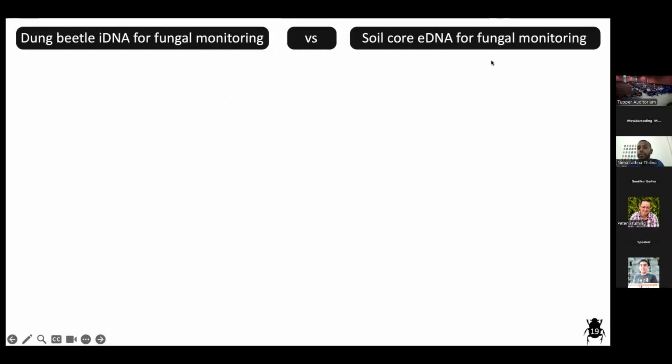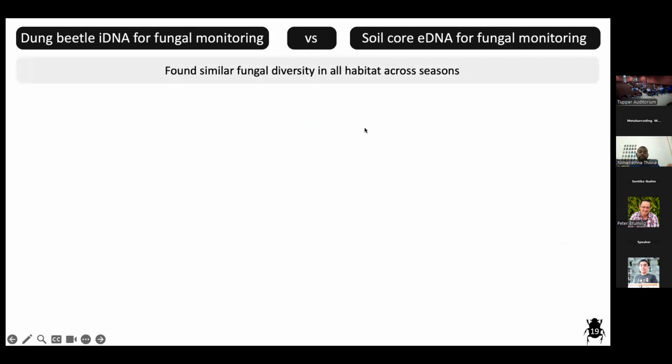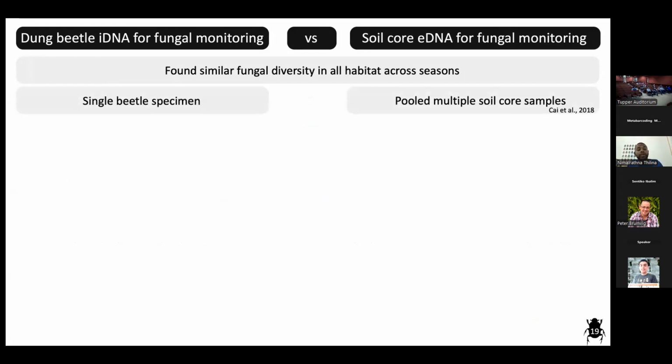Also, we did a qualitative comparison between the existing eDNA method to monitor fungi using soil-based eDNA studies. When we compare the soil-based study and our eDNA study, both from previously published studies, both found similar fungal diversity in both habitat and season. For the dung beetle eDNA, we use a single beetle specimen rather than pooling together to get this higher diversity.